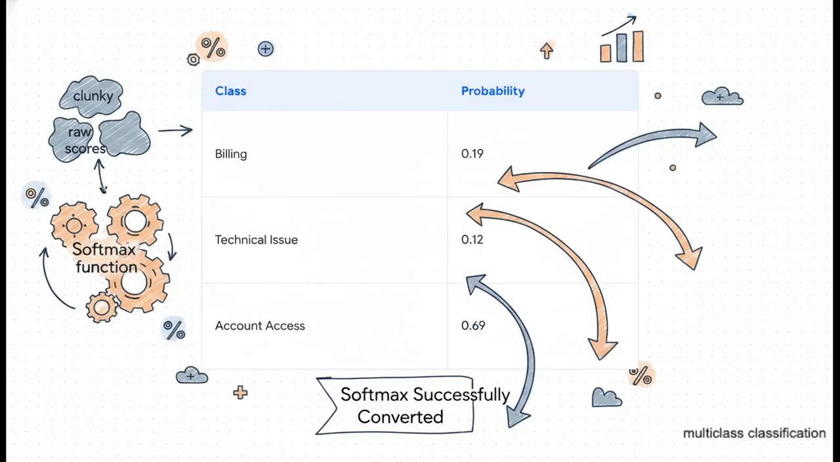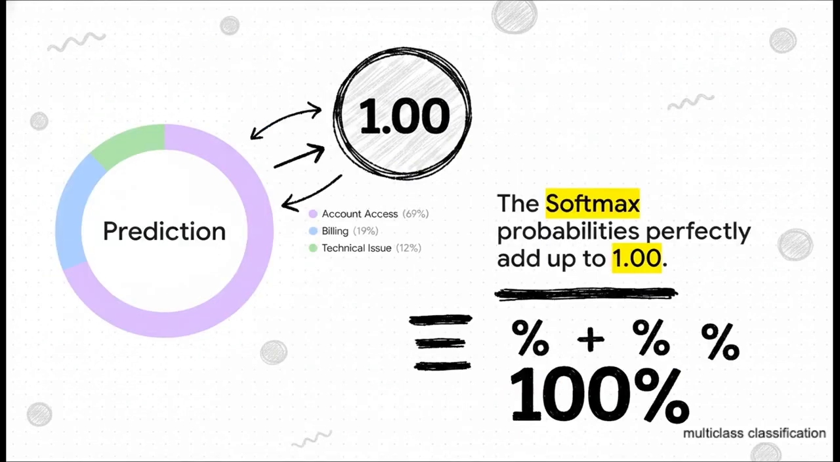As you can see, softmax successfully converted those clunky raw scores into beautiful, easy-to-read percentages. Billing becomes 0.19 or 19%, technical issue becomes 0.12 or 12%, and account access becomes 0.69 or 69%. So the absolutely crucial point here, the very best part of softmax, is how it mathematically guarantees these probabilities add up perfectly to 1.00. Look at it, 19% plus 12% plus 69% equals exactly 100% of the total probability space. The model has perfectly distributed its certainty across all the available options.